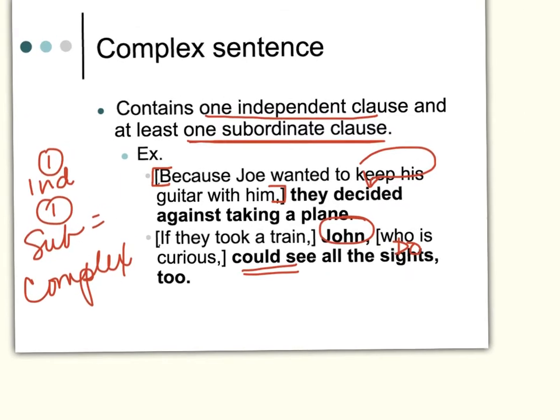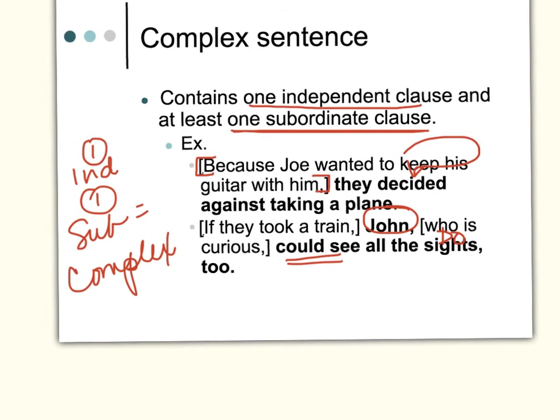If they took a train is a subordinate clause. It tells you under what conditions they could see. It's an adverb clause. It is a complex sentence, but we've got another subordinate clause. Who was curious is an adjective clause telling us about John. Doesn't matter. One independent plus one or more subordinate clauses is what we call a complex sentence.